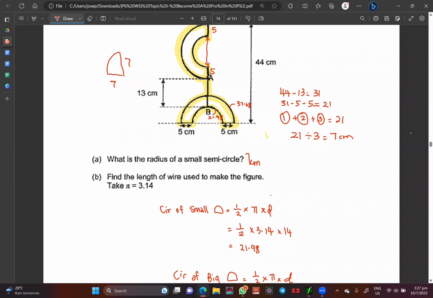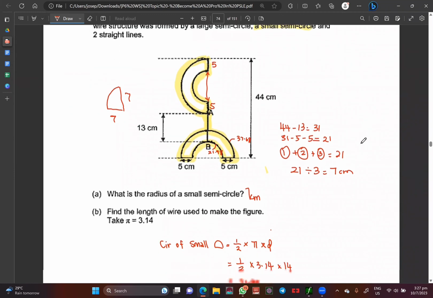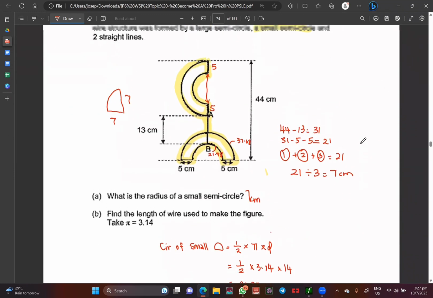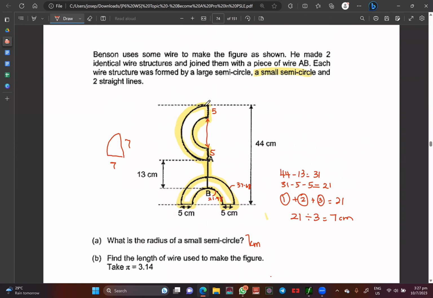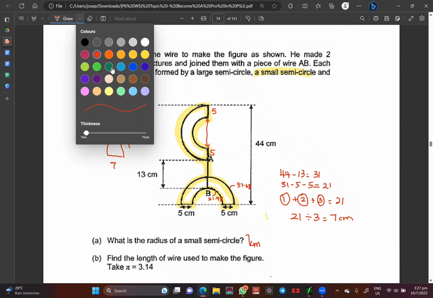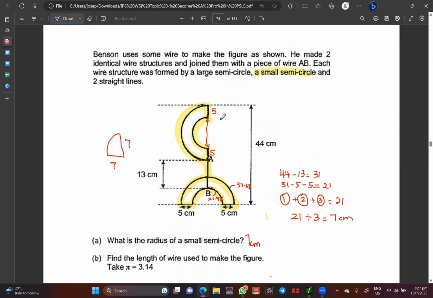Okay, now, can I find the length of the wire used to make the figure? I can, right? Okay, so let's start from here. Let me draw a flag. Why draw a flag for what? I'm not being patriotic, but I want you to draw a flag so that you know where you start from and where you should end, okay? Now, can you all tell me what will be my first starting point? What is the first measurement that I'm going to start with? The flag, correct.